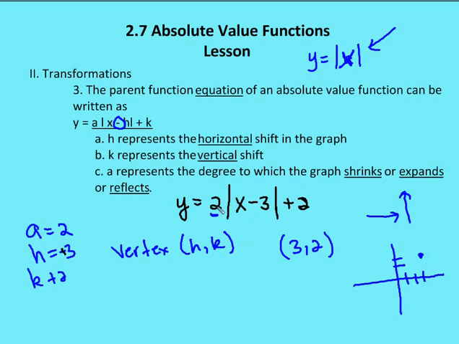Okay? The 2 value, the a value, represents the degree to which the graph shrinks or expands or reflects. So if the absolute value of the a value is less than 1, the absolute value function will end up being wider. If the absolute value is greater than 1, it's going to be narrower. And as you go through problems, you'll figure out why this is the case. And if I have a negative value for a, it's going to flip the graph upside down.